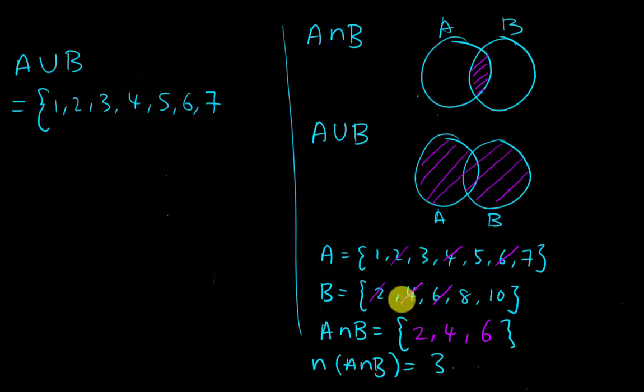2 I have already, 4 I have already, 6 I have already, 8 I don't have. I have to fill in the 8 and fill in the 10. This is what happens for union, and this is what happens for intersect. So if I ask about the number of A union B, you just calculate how many numbers you have: 1, 2, 3, 4, 5, 6, 7, 8, 9. You have 9 numbers. This is the difference between intersect and union.